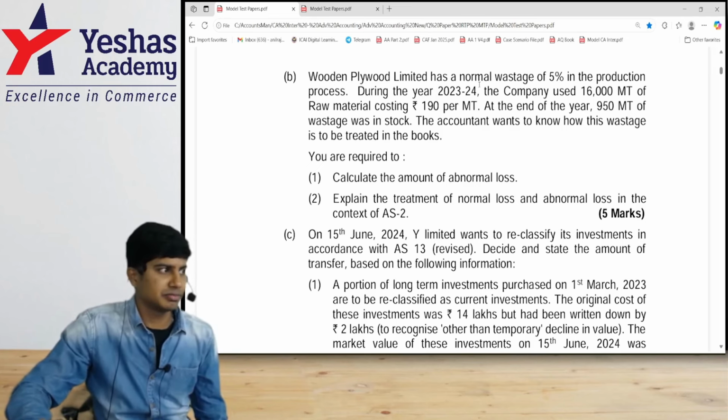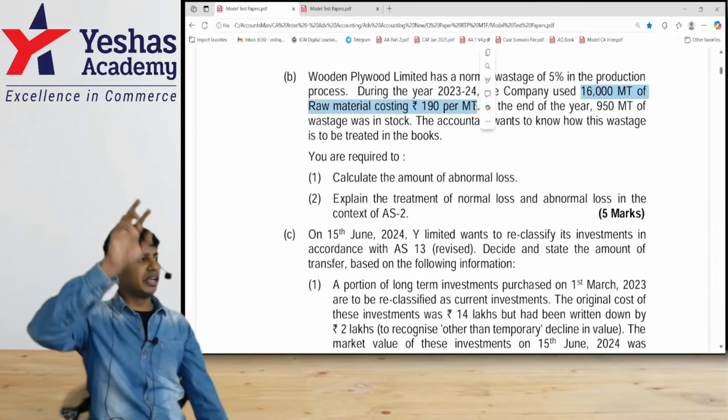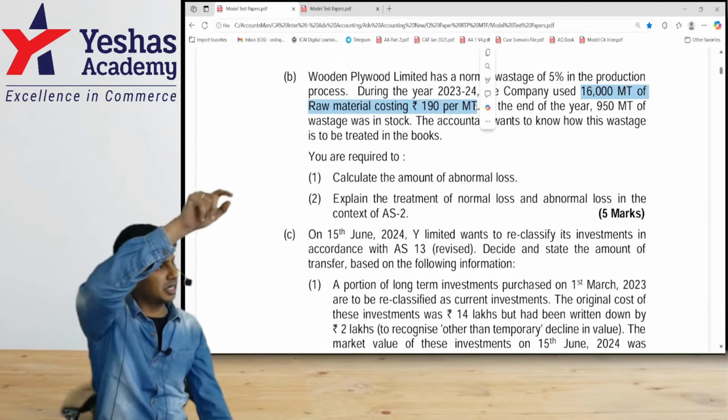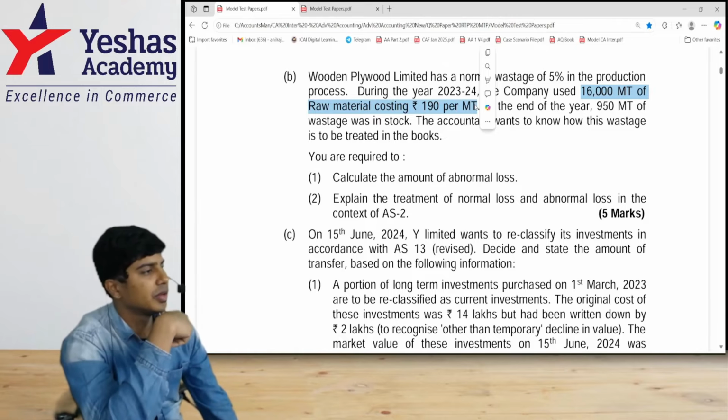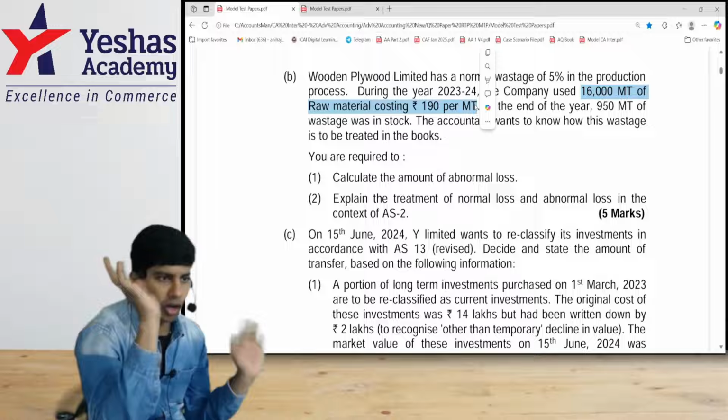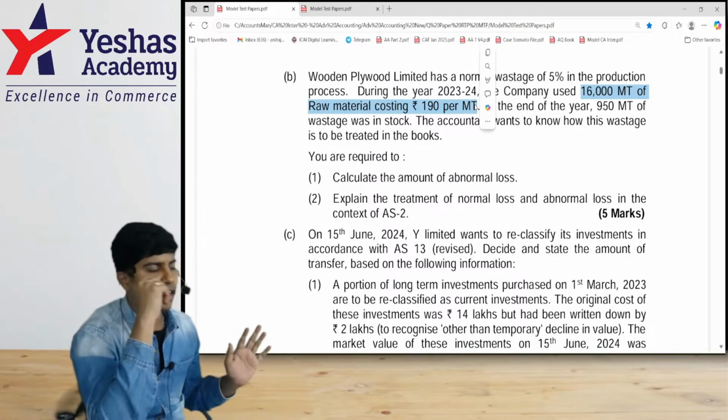Further, the company used 16,000 metric tons of raw material, costing rupees 190 per metric ton. So the columns will be metric tons, rate per metric ton and value: 16,000, 190 and 16,000 into 190. Do 5% of 16,000. How much do we get? 800 units is expected to be lost. So if you expect 800 units to go as wastage from 16,000, you should get a balance of 15,200. They're telling us that at the end of the year, 950 metric tons was wastage in stock.